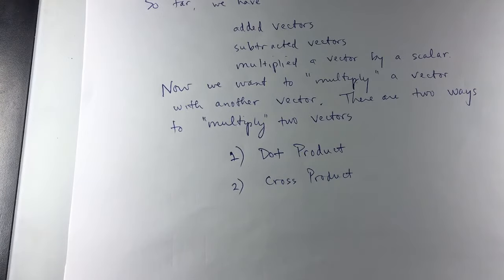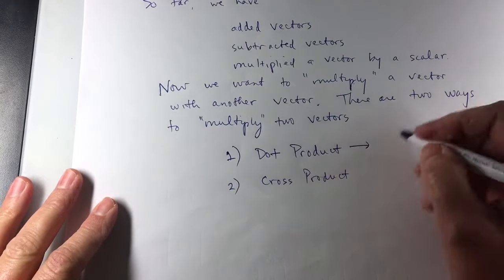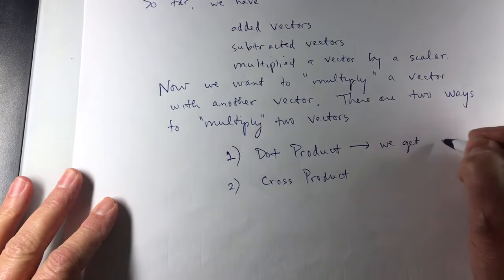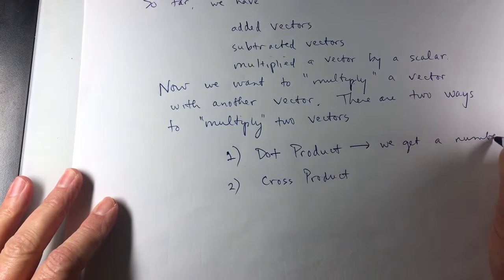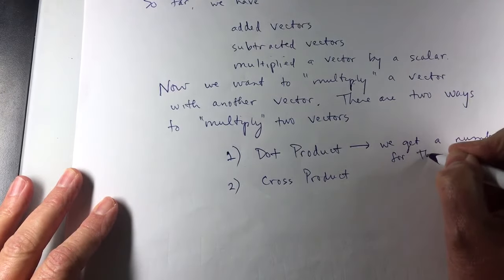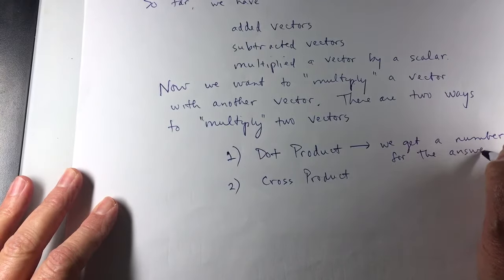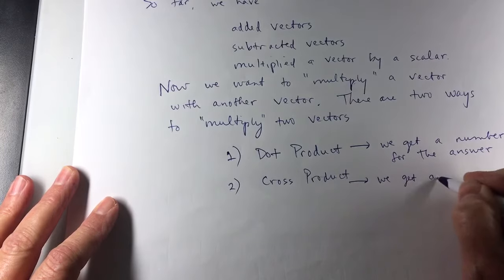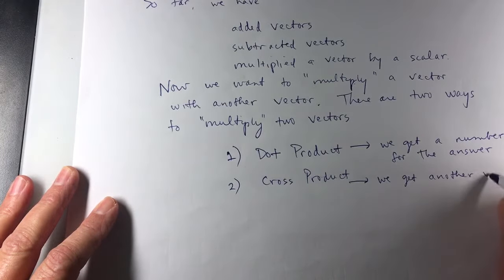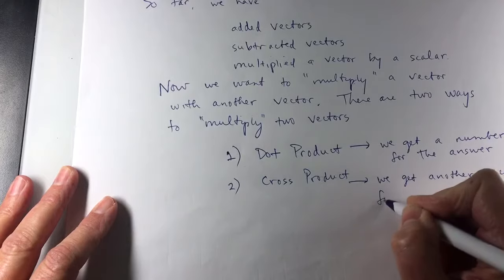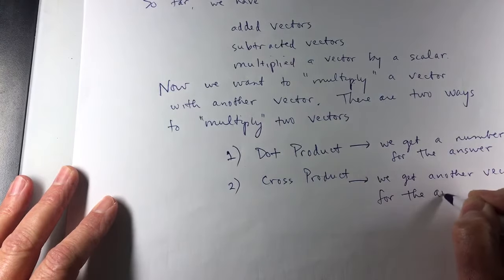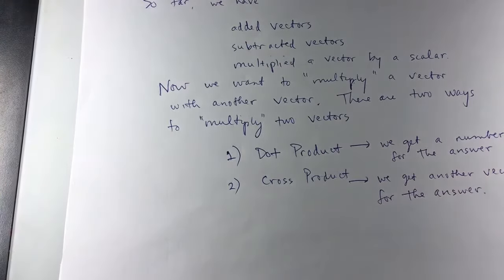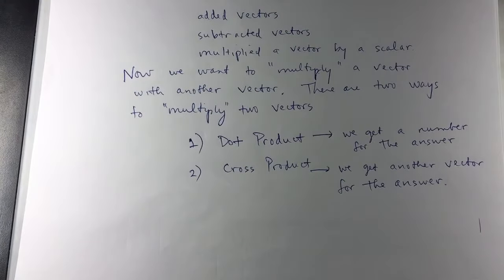And the dot product, we get a number for the answer, and the cross product, we get another vector for the answer. So what we have coming up in 12.3 is the dot product.